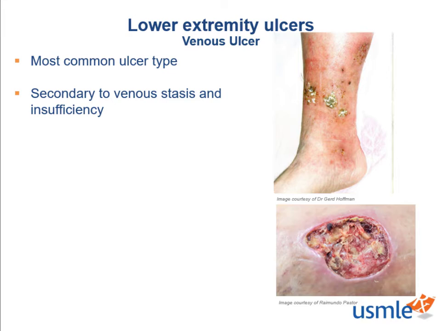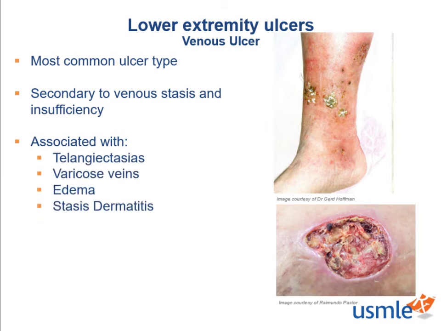And when these changes persist and progress, it's termed chronic venous insufficiency, which predisposes patients to a spectrum of problems, ranging from asymptomatic cosmetic varicose veins and telangiectasias to more severe presentations like edema, stasis dermatitis, and possibly ulceration. So when we encounter patients with chronic venous disease, what can we expect to see in terms of ulcers?